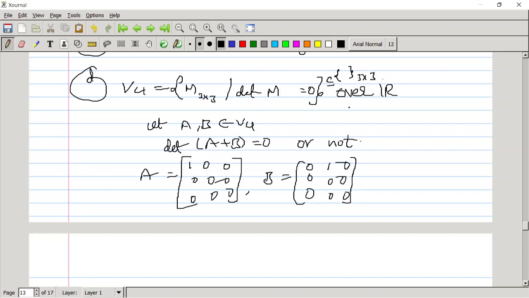For this vector space, we have 9 basis elements. They look like these two elements and some more, such as 0 0 1, 0 0 0, 0 0 0. Likewise, we get 9 elements, which are nothing but the basis of the vector space of all matrices of order 3 cross 3. I'm just considering the first two elements here. You can take any of those two elements and check whether the sum of those two elements lies in the vector space or not.